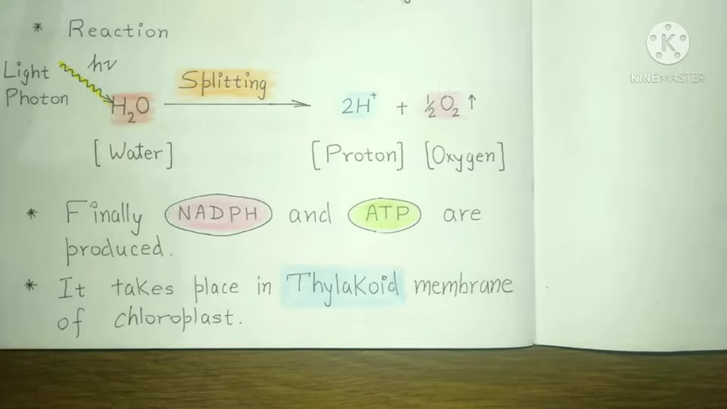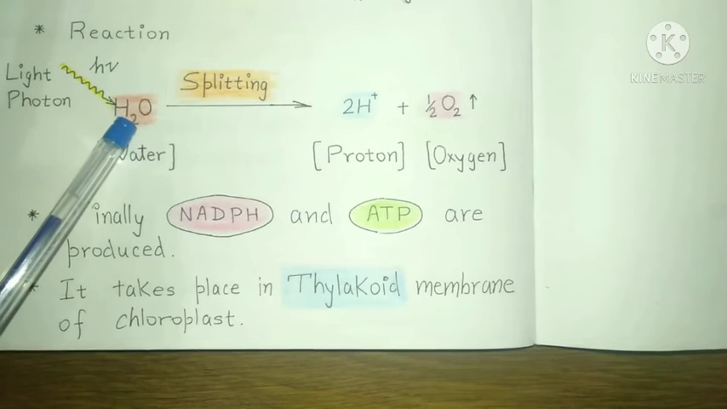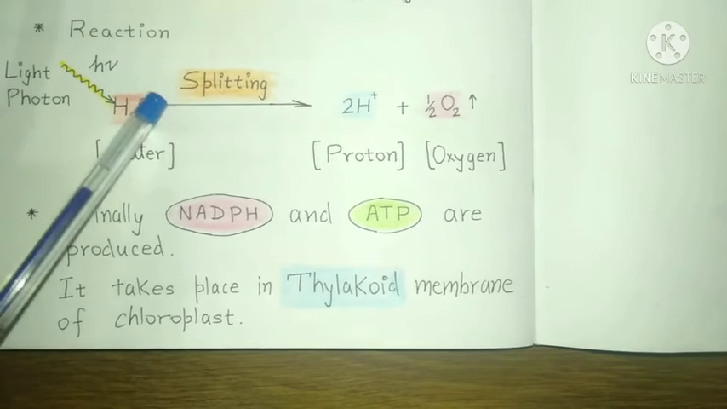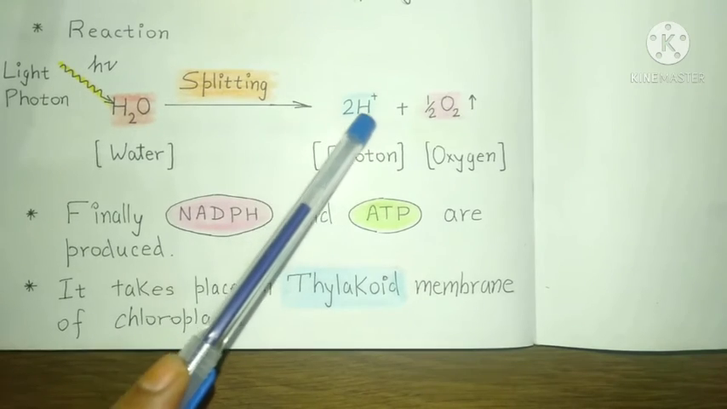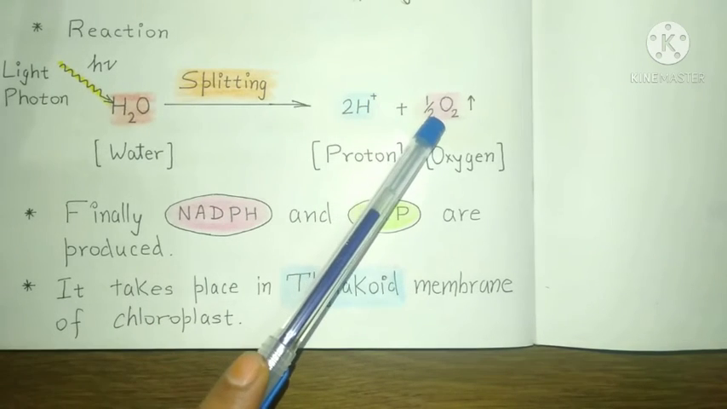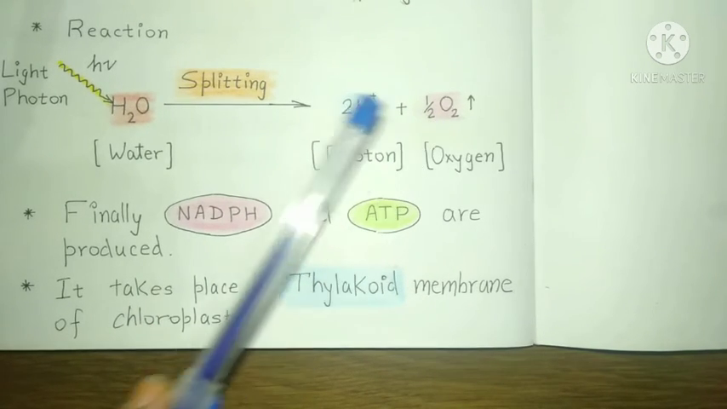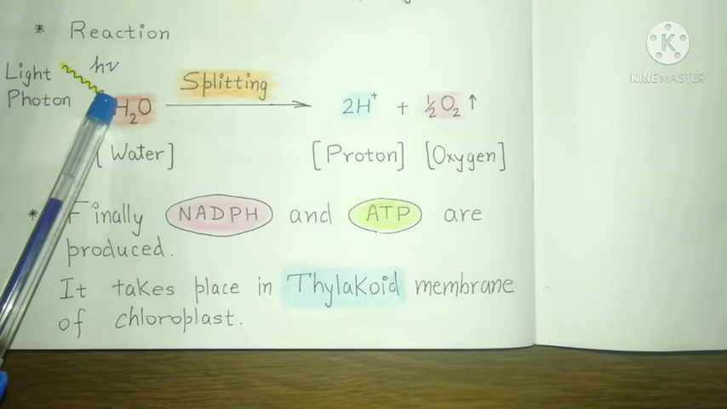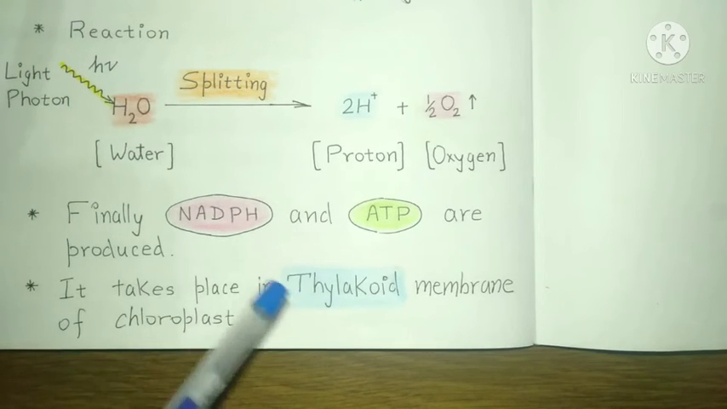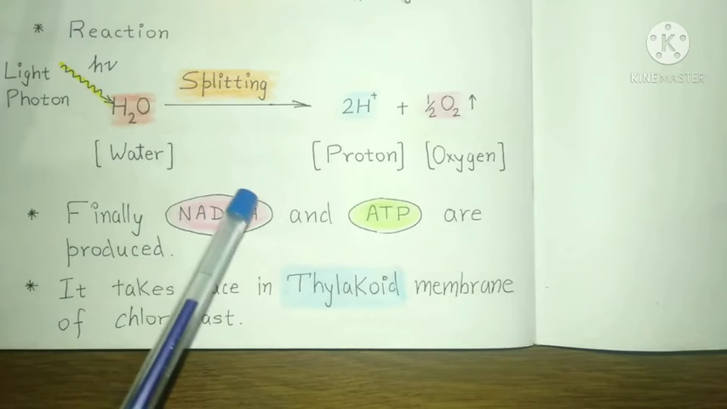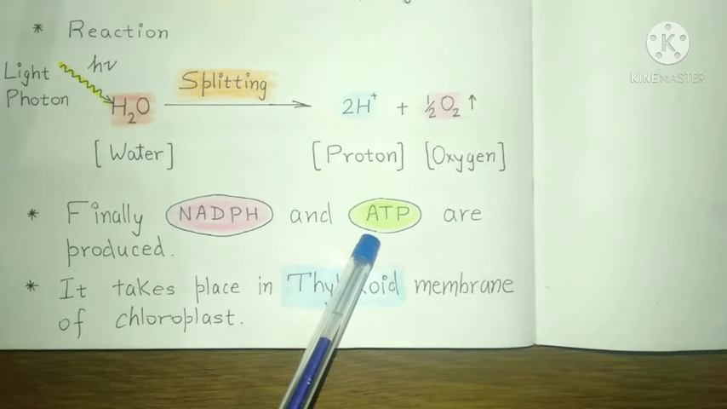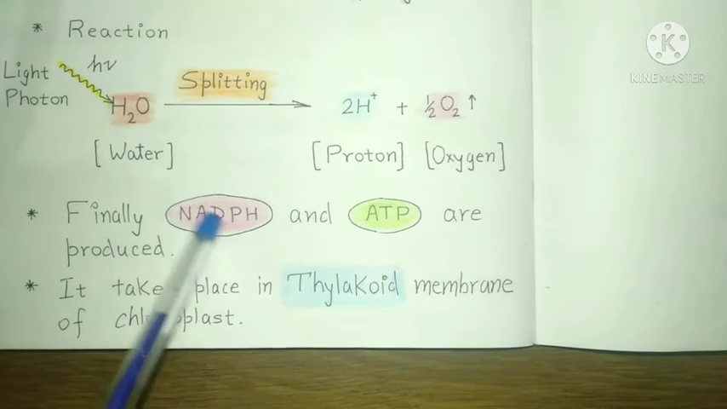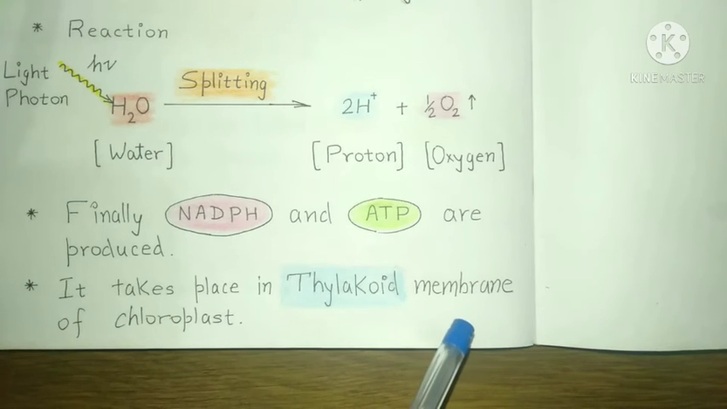First of all, water molecule is broken down or split into 2 protons and oxygen with the help of sunlight photons, and then NADPH and ATP molecules are produced which are further used in the dark reaction.